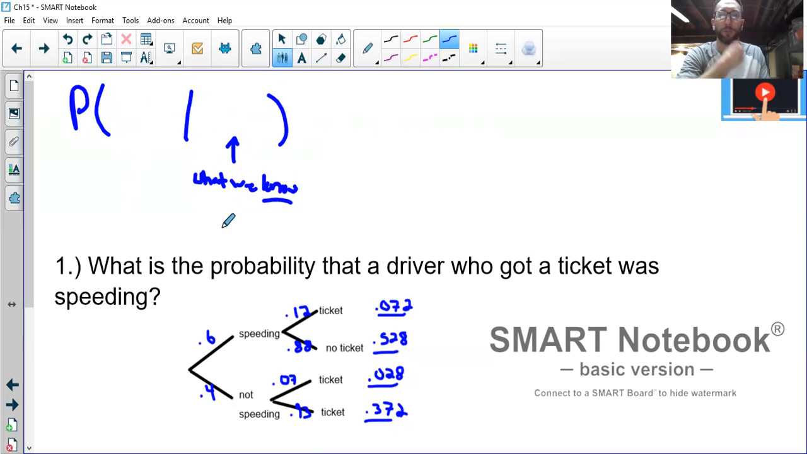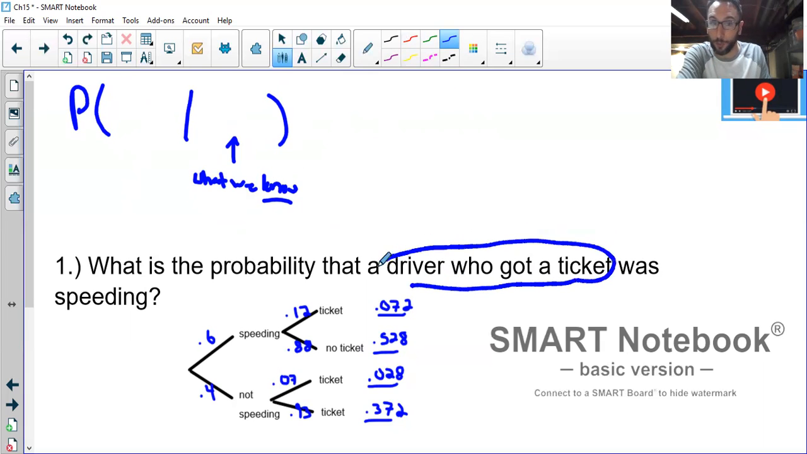What do we know about this driver? We know they got a ticket. So what's the probability of the driver who got a ticket, right? Given this driver got a ticket, we want to know what's the probability they were speeding. Now that should probably be a high answer, right?